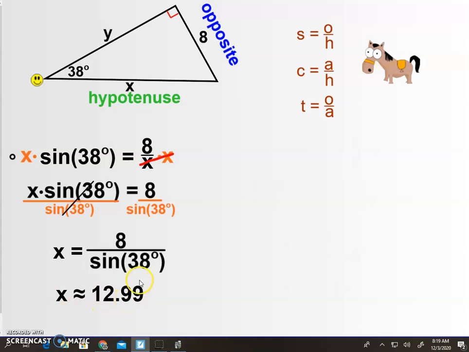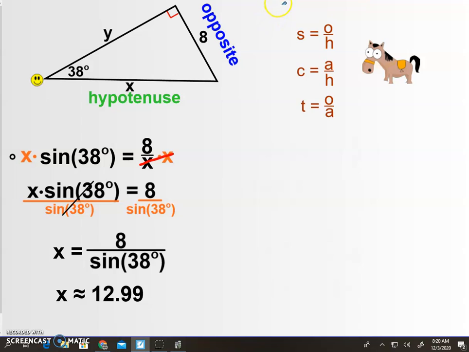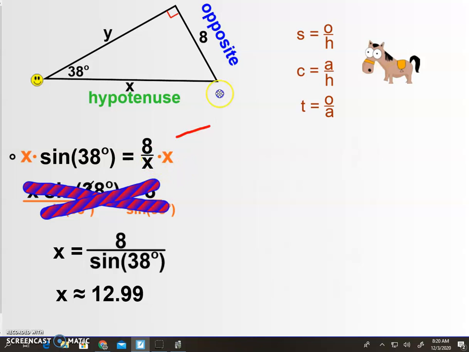Now, we need to go through and find y. But before we find y, I do want to say that there are some kids who are in what I call the shortcut club, who can skip this step entirely and are able to figure out in their head how to go from this initial equation right here, the sine of 38 equals 8 over x, directly to this.